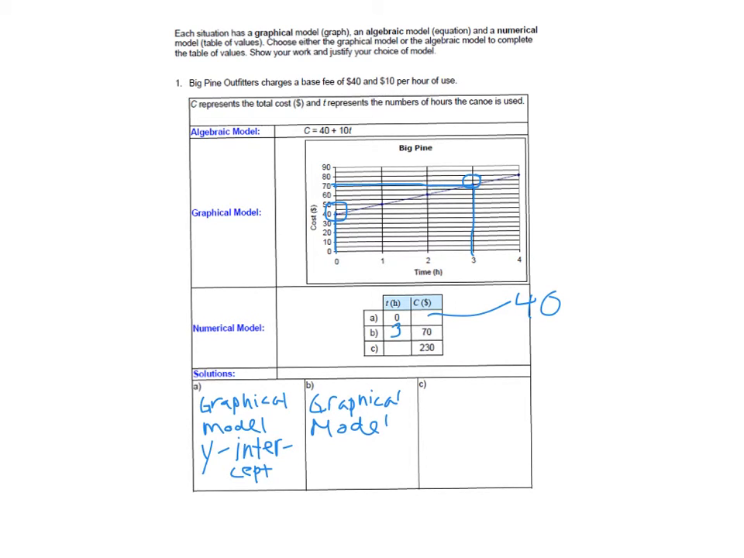All right, then C says the cost is $230, and I need to find out how many hours that would be. Now, in my graphical model, I cannot see the graph for values as high as 230 along the y-axis. So I can't use the graphical model here. I'm going to have to use the algebraic model. So I'm just going to write in here algebraic model.